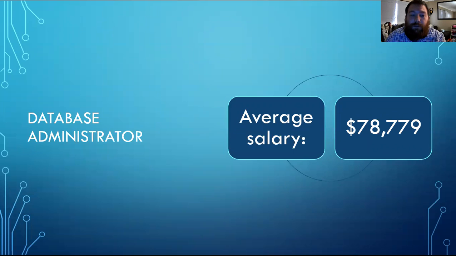So as I said, the first one will be database administrator is the job. You can see the average salary there, $78,779 per year. I'll spoil it a little bit and tell you that that is the second. It's the middle of the three, but by a good margin compared to the third place one.